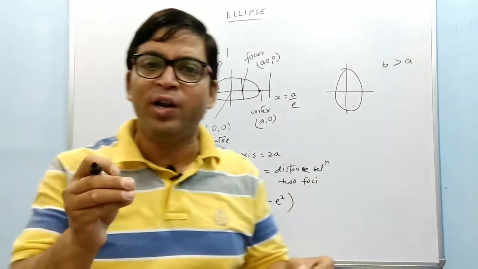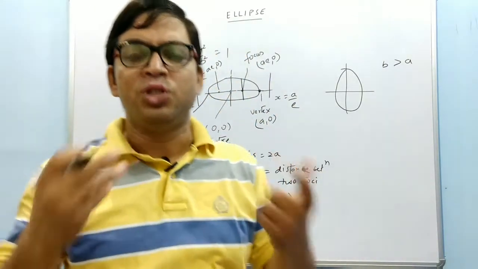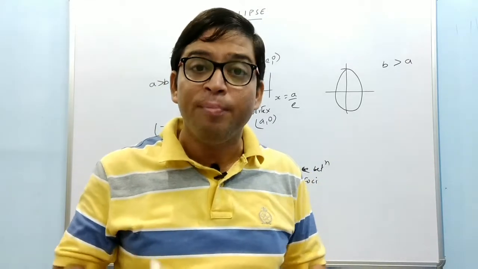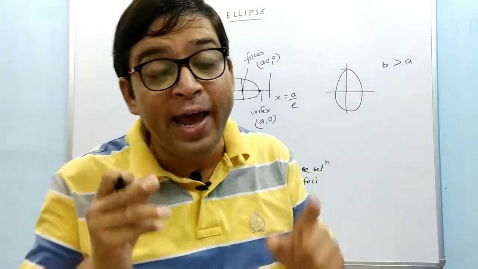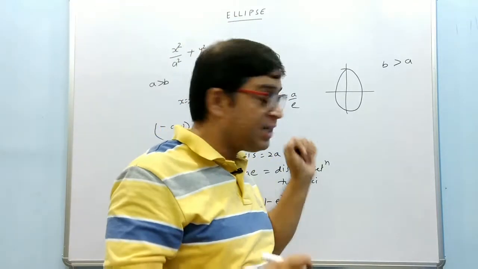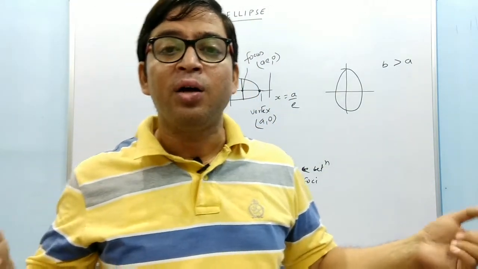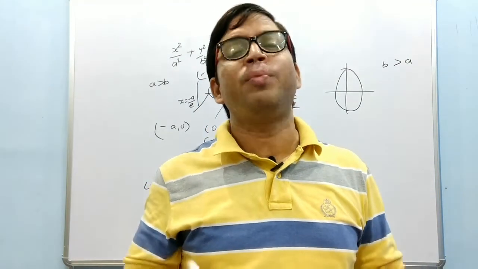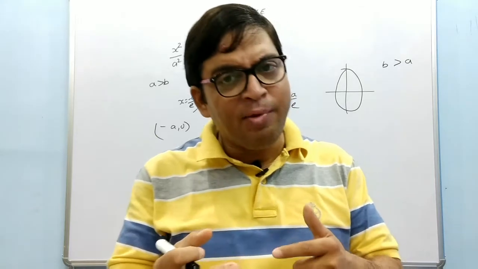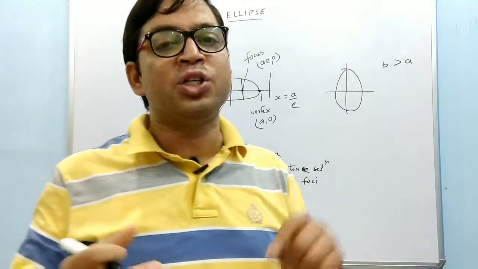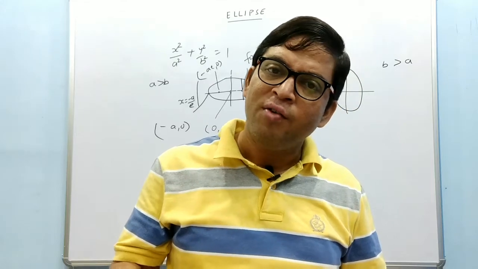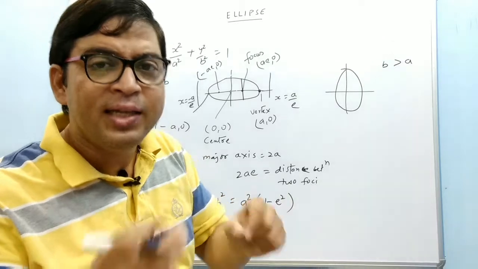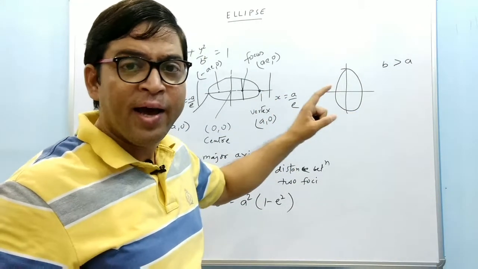Once more, I am just going for a little bit of revision. Center (0, 0), foci (plus minus ae, 0), because the foci are lying on the x-axis in the case of a horizontal ellipse. Vertices (plus minus a, 0), very easy. Latus rectum 2b square by a. Relation between a and b: b square is equal to a square times (1 minus e square). Very simple. But what will be the parts in the case of a vertical ellipse?